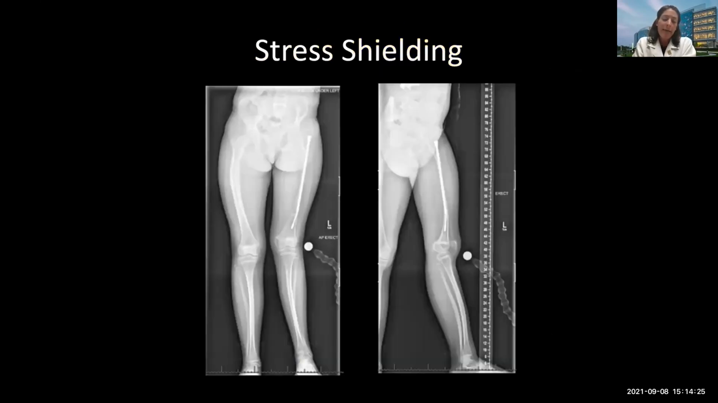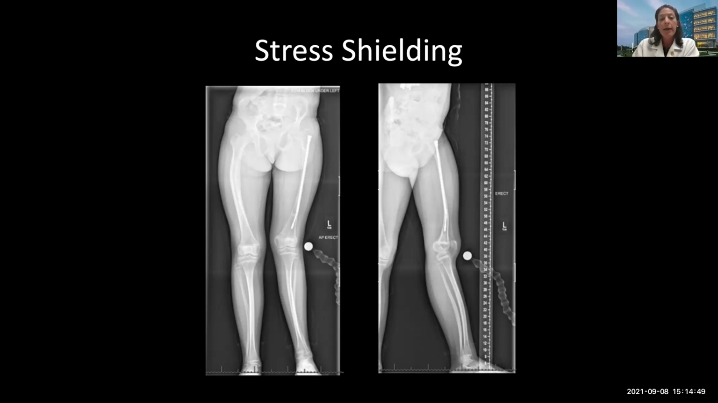This is a dramatic example of stress shielding. This is a 13-year-old young woman. This is a patient we share with Dr. Marini. And you can see here, the right femur has quite a good bone stock, whereas the left femur has this large diameter rod in place. It's a 5.6 millimeter telescopic rod that had been placed at the age of 5 years old.